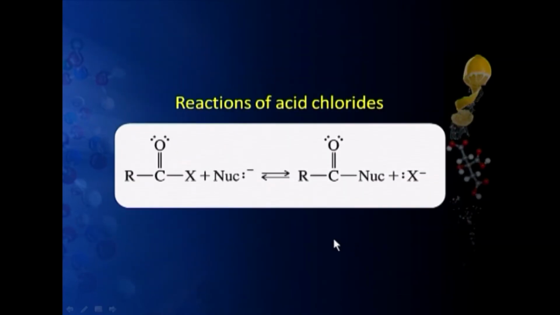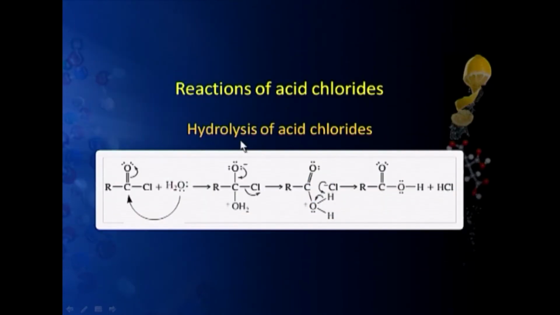Then we talk about their reactions. I said before that acid derivatives, including these acid chlorides, have a group that can be displaced by a nucleophile, and we have discussed in our previous session that the best leaving groups are halogens amongst different acid derivatives. So, acid chlorides are very easily displaced by other nucleophiles, and the nucleophile gets substituted over here and we get other acid derivatives. One reaction we discussed, hydrolysis of acid chlorides.